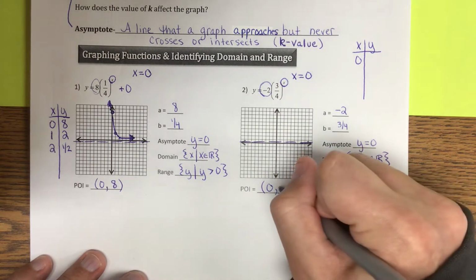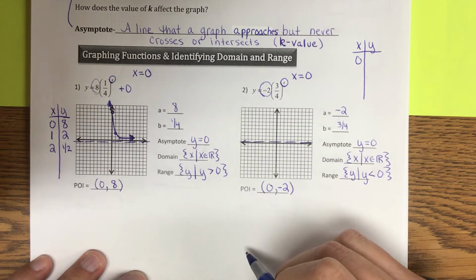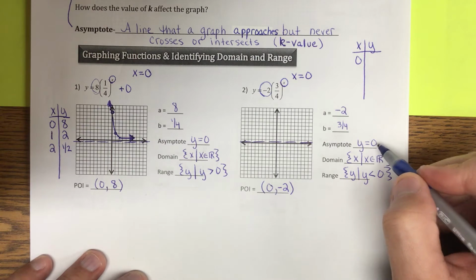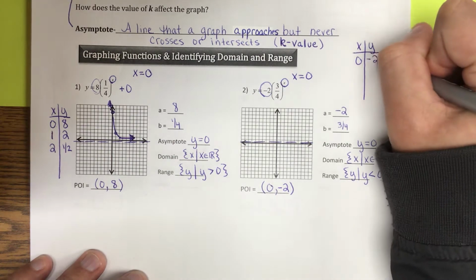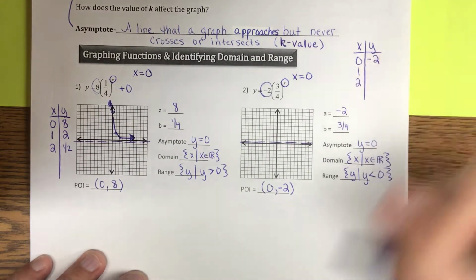This should be -2. Either you can plug in 0 and see what happens, or you can just take the a value because it doesn't change since the asymptote is 0. And then you'll just pick a few more values to graph the problem.